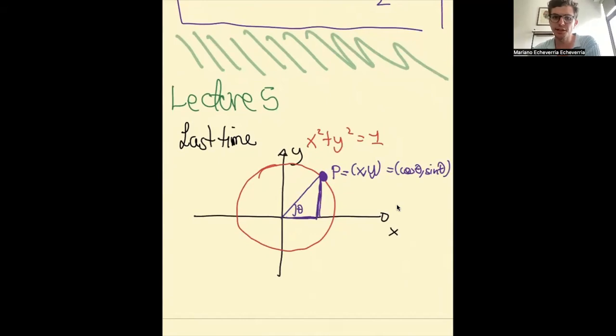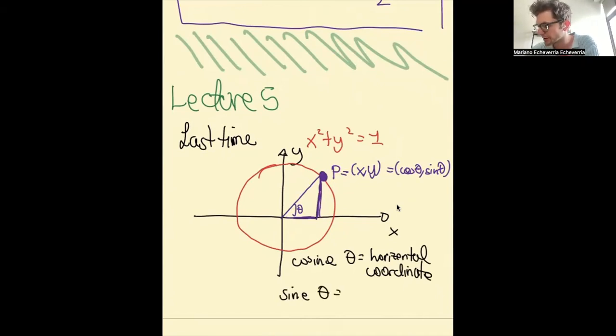So the cosine is the horizontal coordinate of a point, and the sine is the vertical coordinate of a point. So the cosine of theta is the horizontal coordinate, or the x coordinate, and the sine of theta is the vertical coordinate, or the y coordinate. Is that making sense?